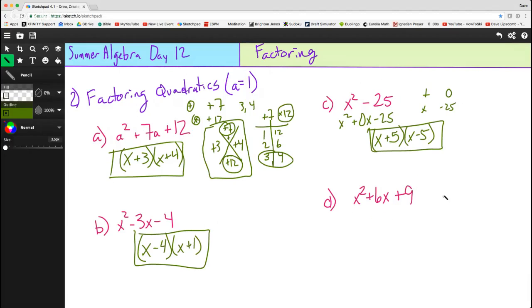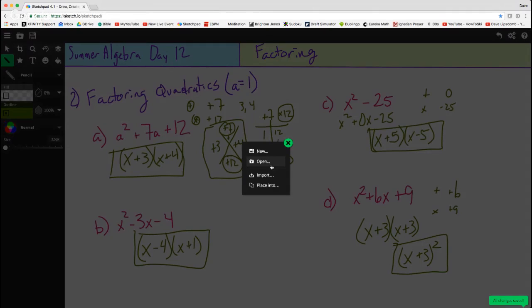And here, we need numbers that add to positive 6 and multiply to positive 9. And that would be x plus 3 times x plus 3, or simply x plus 3 squared. Okay, there's my examples, a equals 1.